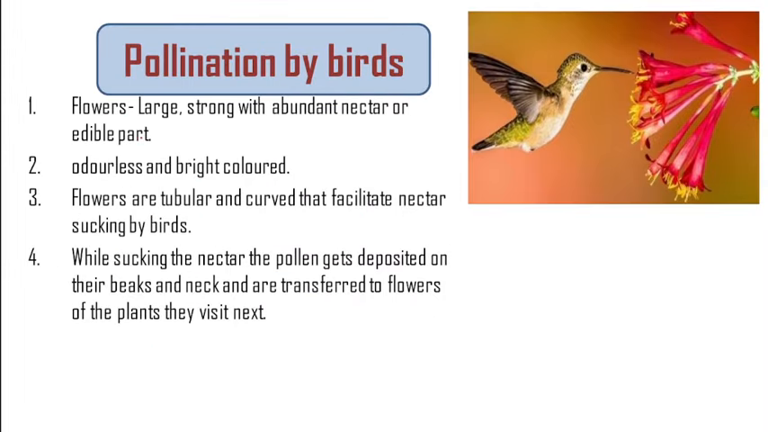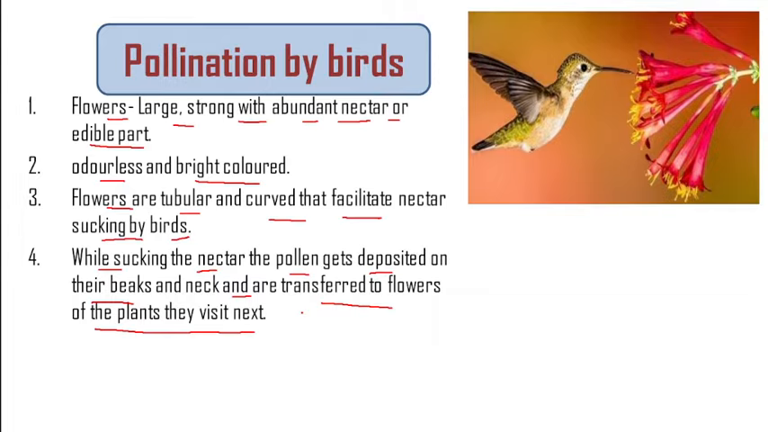Next, pollination by birds. Flowers are large, they are strong because they have to bear the weight of the bird. So they are strong with abundant nectar or edible part, or they are odorless and brightly colored. Flowers are tubular and curved, which facilitates nectar sucking by birds. While sucking the nectar, the pollen gets deposited on their beaks and neck and is transferred to flowers of the plants they visit next.